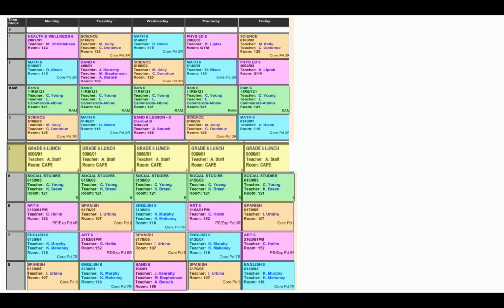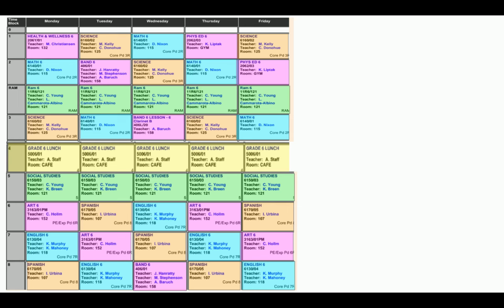So, overall, in the mornings, you'll go to your locker, you'll get your binders and your supplies for your classes for before lunch. Then, in this case, this person on Monday would have an exploratory, which is health and wellness, a core, which is math, the RAM period, then science.